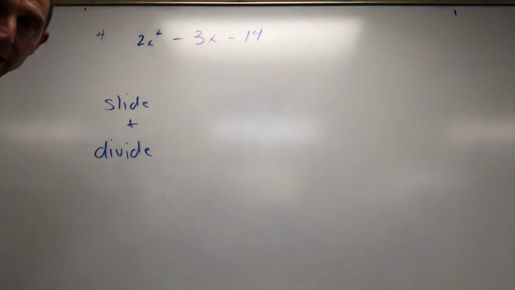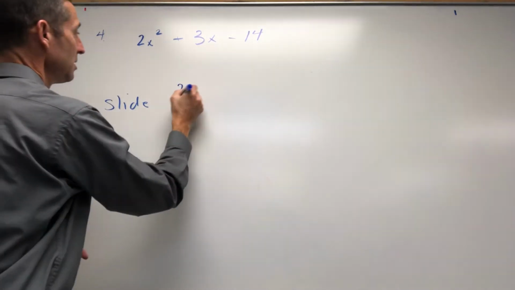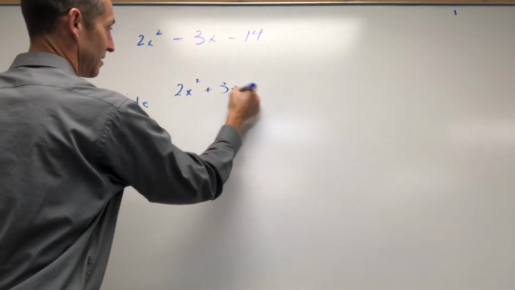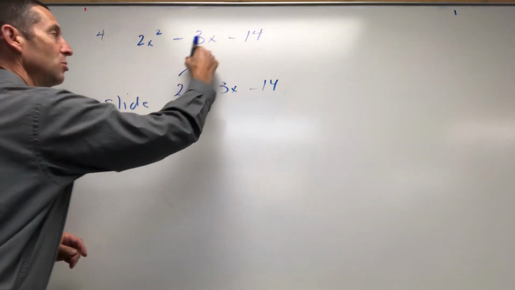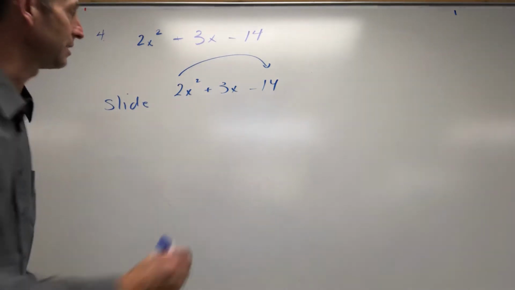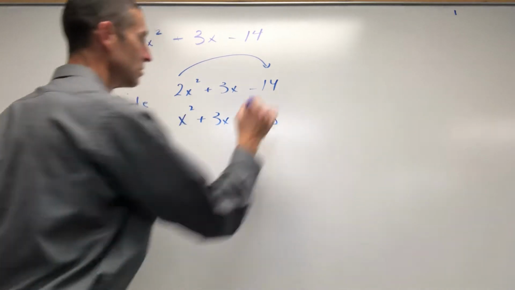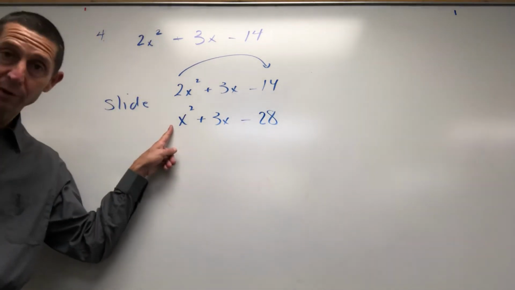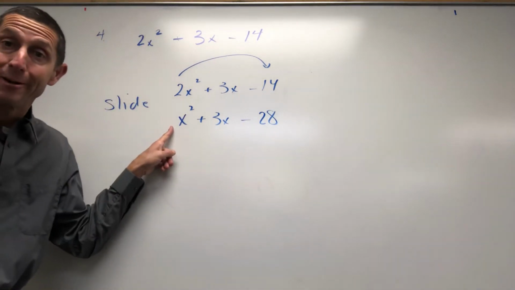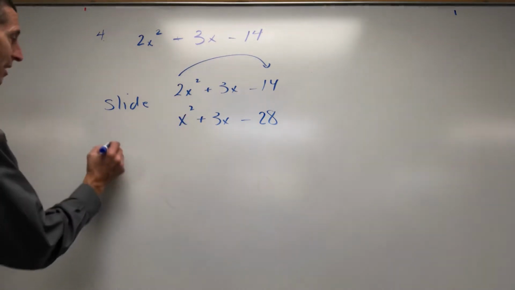All right, the first half of the slide and divide is just called the slide. So what we do is we grab this 2, we slide him over, and he multiplies times the 14. So this becomes x squared plus 3x minus 28. So now you've created a trinomial. There's no number there anymore. So you were a little mad, now you're a little glad. You're like, oh, negative 28.